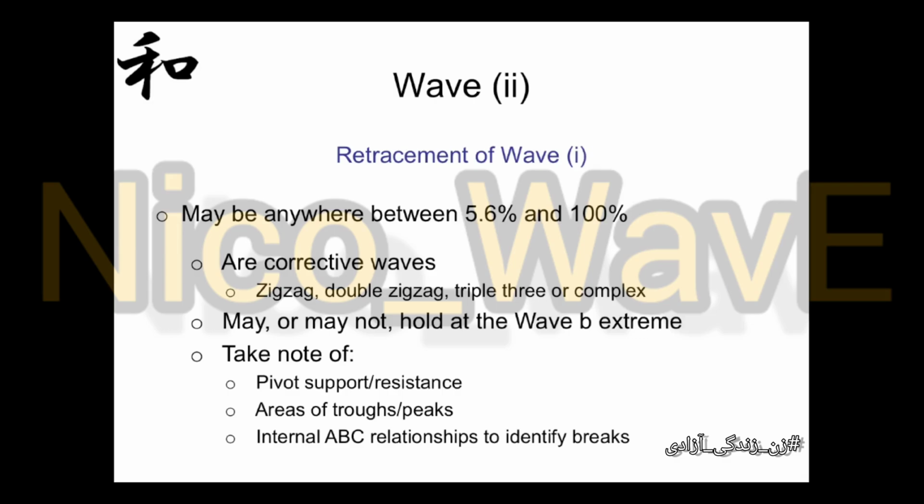You can look at it, but have an understanding of the retracement ratios, and if you possibly can, depending on what time frame you're looking at, if it's in a daily market, you may have a good idea of whether you've seen a zigzag, double zigzag, or whatever. If you're in the 5-minute market, it's a lot more difficult. Also, take note of pivot support and resistance, areas of troughs and peaks, and internal ABC relationships to identify breaks.